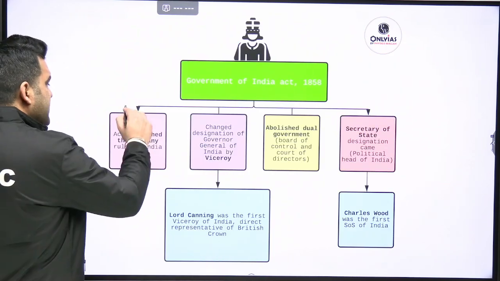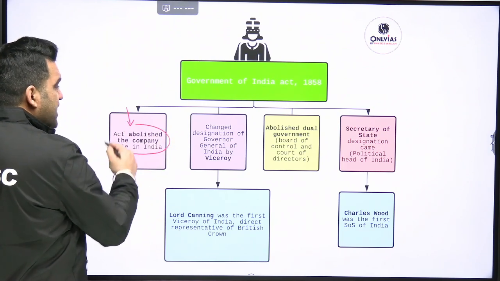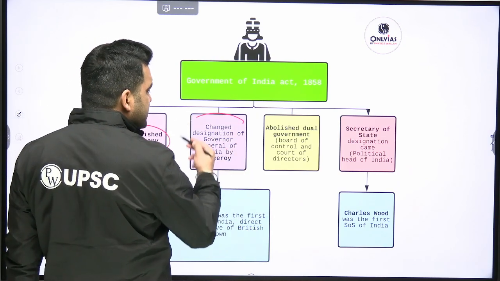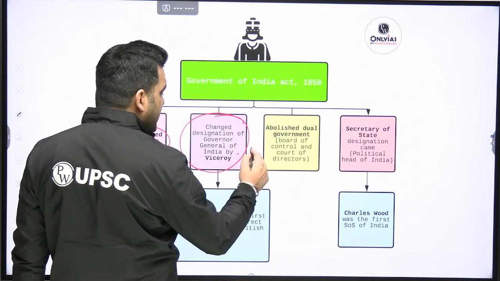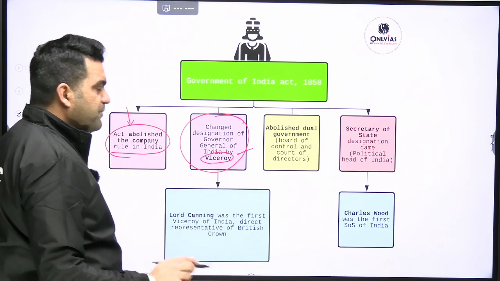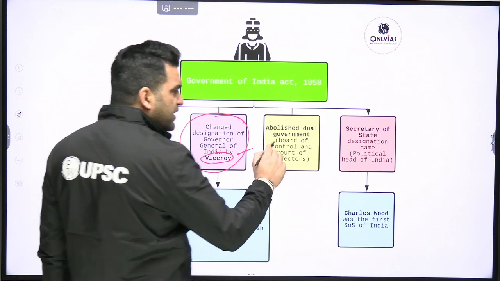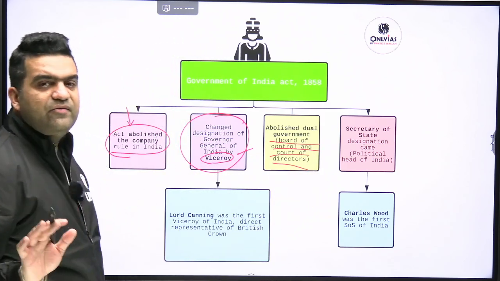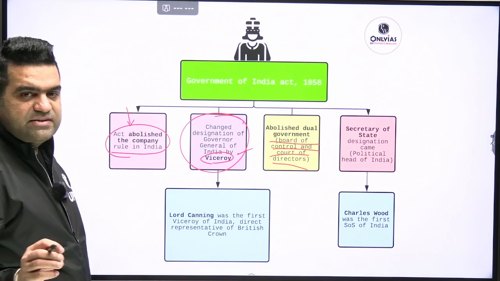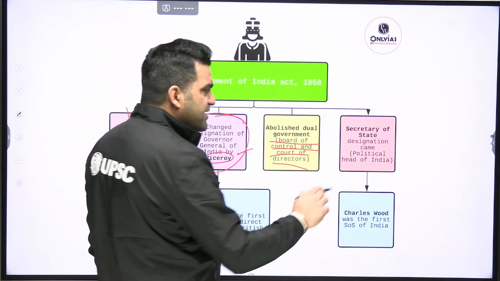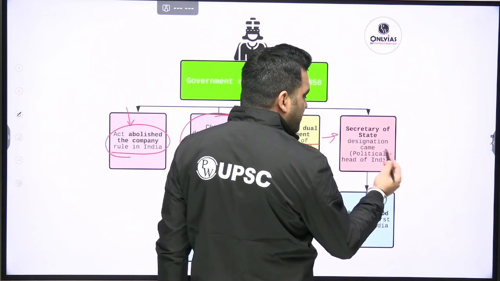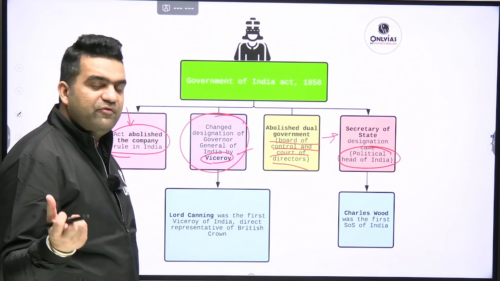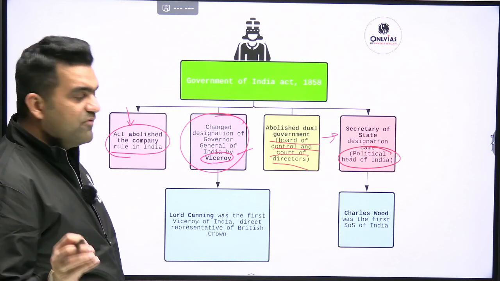Now, salient provisions. The act abolished the company rule in India completely. Company rule was altogether abolished. It changed the designation of the Governor General of India to Viceroy. It abolished dual government. Now there will be no Board of Control and Court of Directors. There will be only the advisory Secretary of State in Council. The Secretary of State became the political head of India in the real sense of the term.